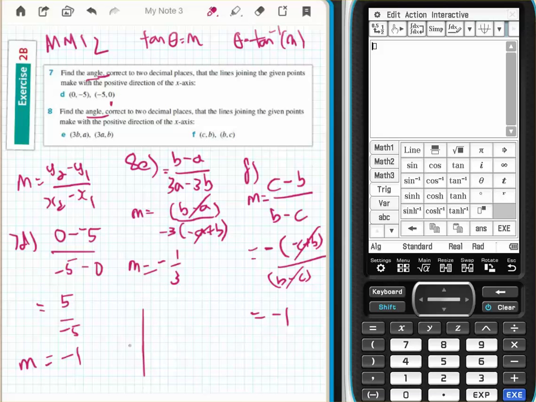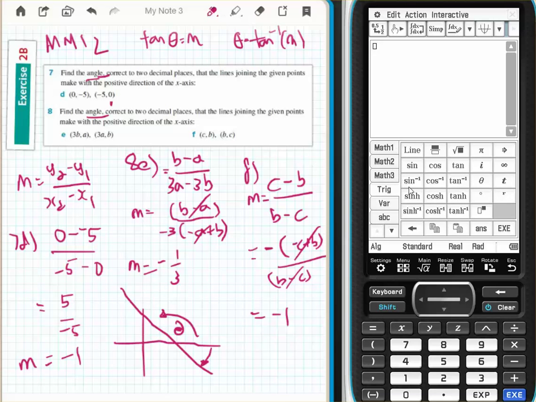Now all of these gradients are negative, which means the calculator is likely to give me this angle here, but I'm actually wanting this angle here. So I'm going to have to subtract that from 180 when I find it out.